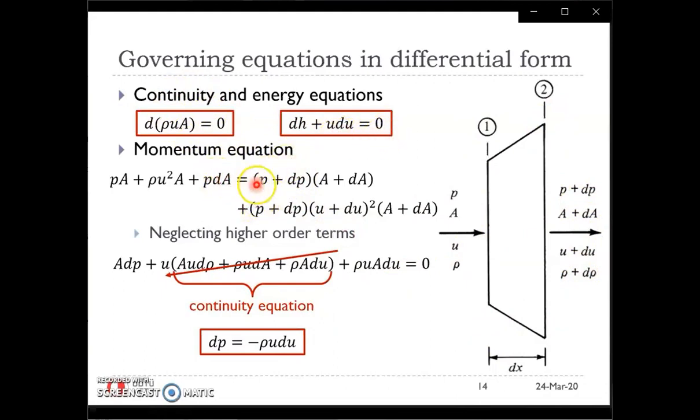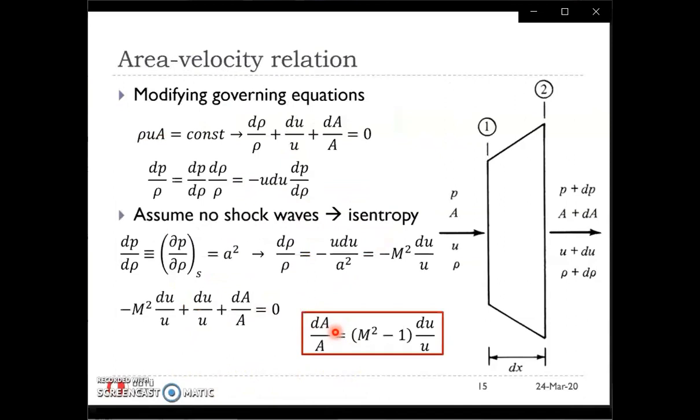And in terms of momentum, when we do the same exercise, we end up with many higher order differential terms, such as dP times du times du. We ignore all these terms at the end, and also apply the continuity equation. At the end, we reach a very simple equation that gives us conservation of momentum for this infinitesimal control volume with area change. Now this is important. Why?